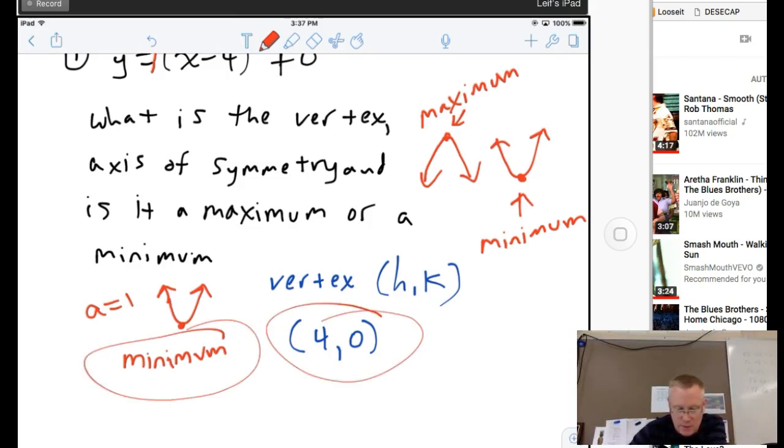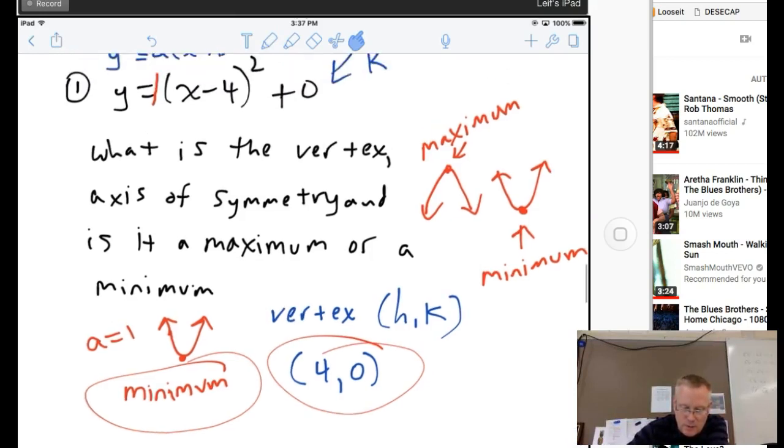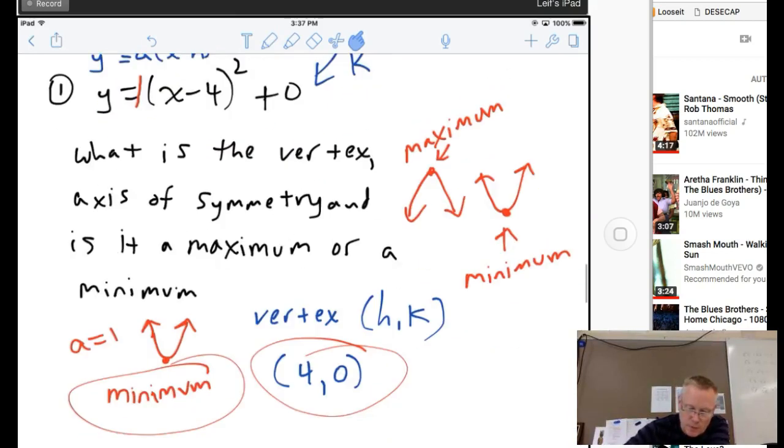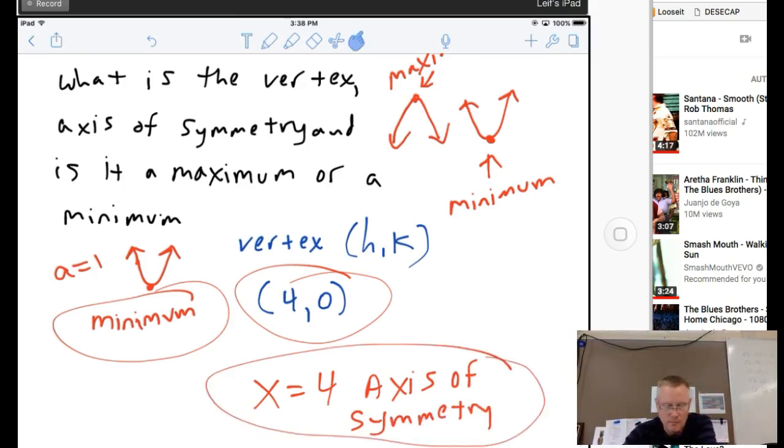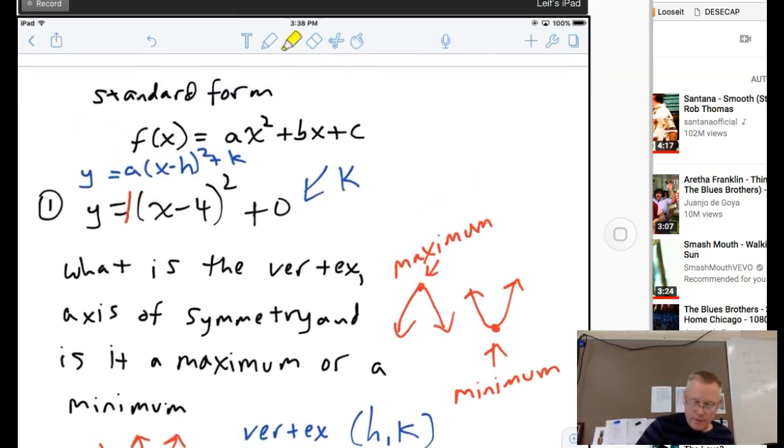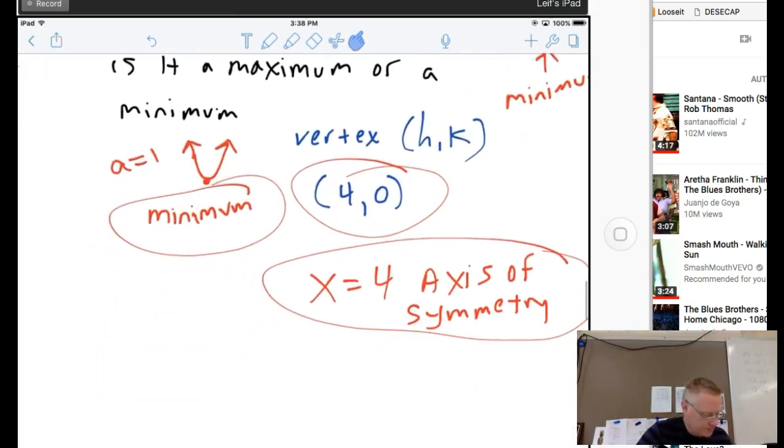Oh, and the axis of symmetry is x equals h, which means x equals 4 is the axis of symmetry, because I already found out that 4 was h. So that's the first one.